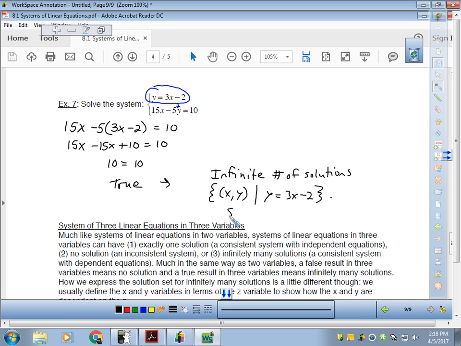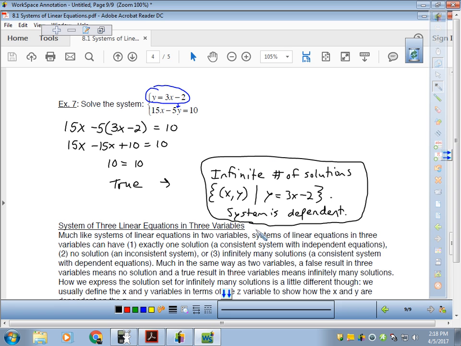We can also say that the system is dependent, meaning that this bottom equation is probably a multiplication of this top equation. In fact, it is. It's a multiplication of this top one by 3, or negative 3, something like that. So that's kind of how that works. Okay. So that's linear systems in two variables.